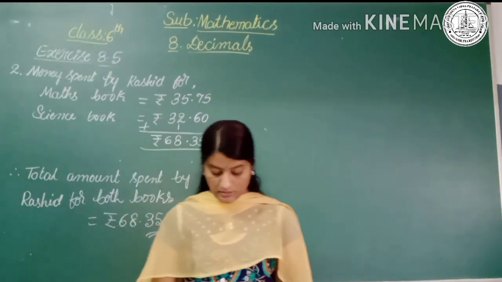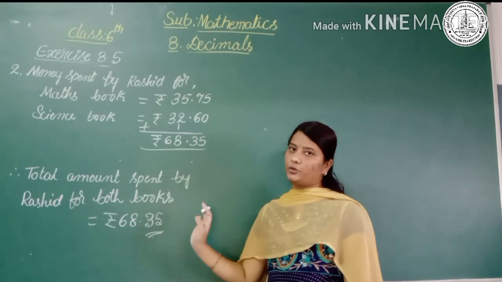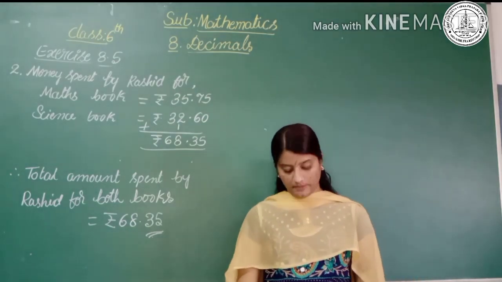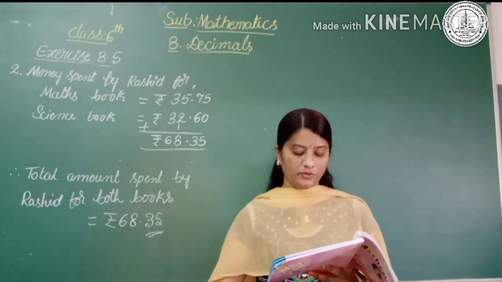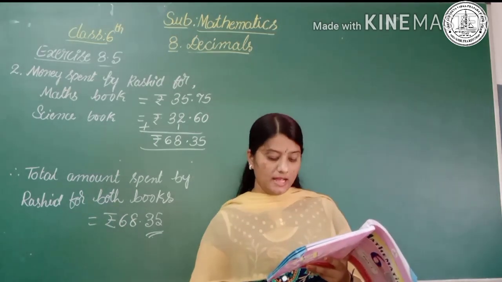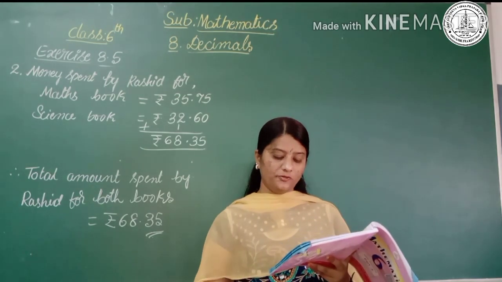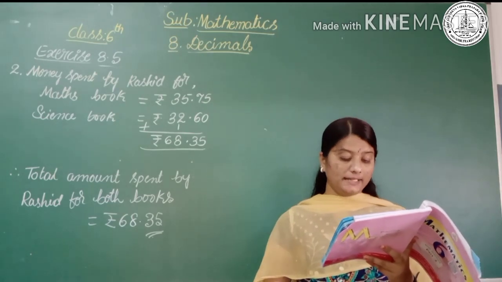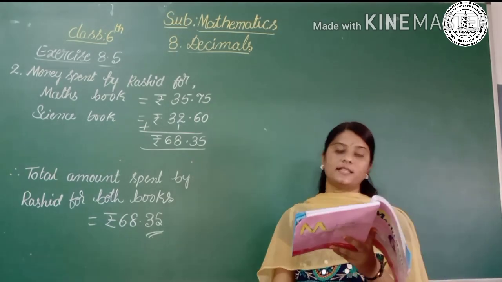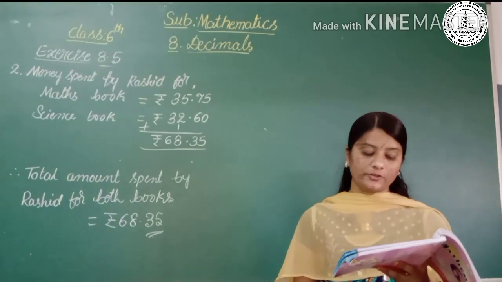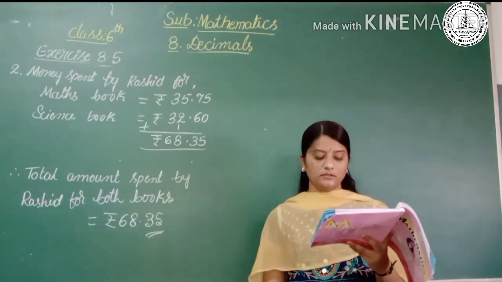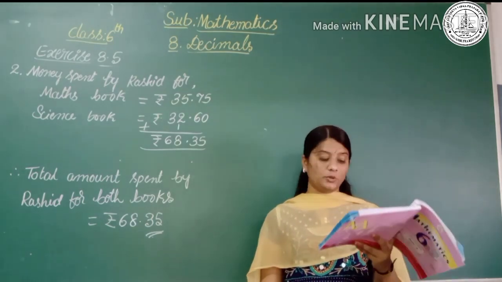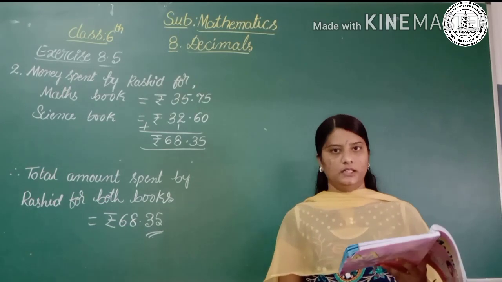Similarly, the third question is similar to the second question. You can do it on your own. Then let's do the fourth question. Nasreen bought 3 meter 20 centimeter cloth for her shirt and 2 meter 5 centimeter cloth for her trouser, and find the total length of cloth bought by her. Here Nasreen is a girl, so she bought some length of cloth for her shirt, and for the trouser she bought some meters. So we have to find out the total length of cloth bought by her.